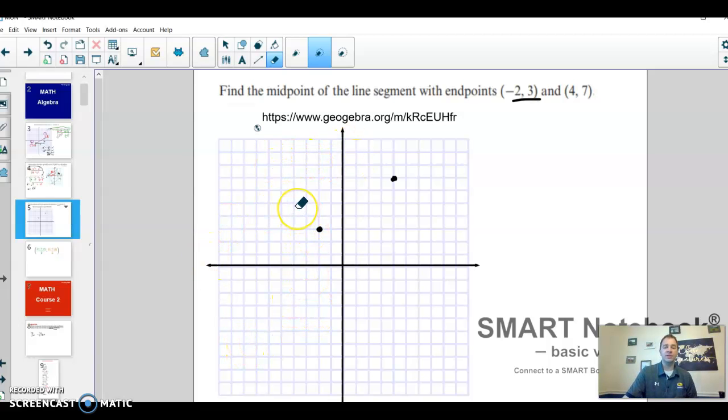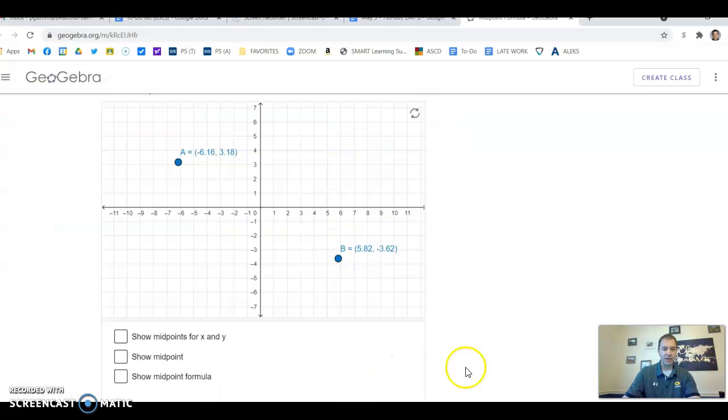I would like you, though, to see if you can figure out on your own, come to a conclusion based on this link. I'm going to put that in Google Classroom for you. I want you to figure out what's going on here between these 2 points and see if you can tell me how the midpoint is determined. I'll show you what that looks like.